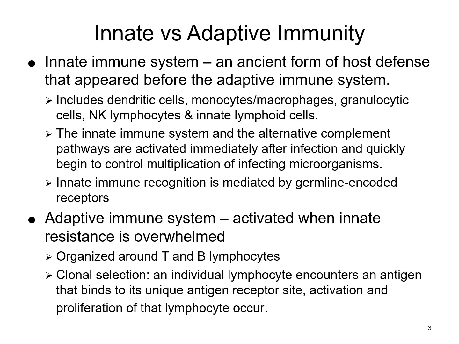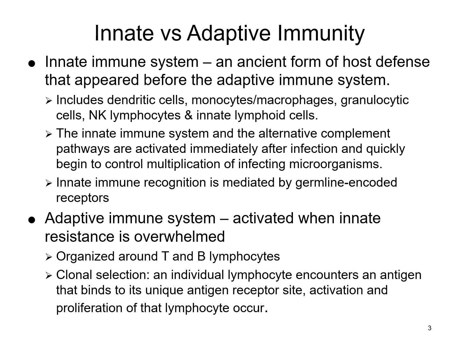Now, the innate and adaptive immune systems both do the same thing as far as defending the body, but they do it in different ways. The innate immune system is an ancient form of host defense, and it appeared before the adaptive immune system was really well understood. It is composed of a diverse array of hemopoietic cells. So this is going to include things like the dendritic cells, the monocytes, macrophages, granulocytic lines, natural killer lymphocytes.